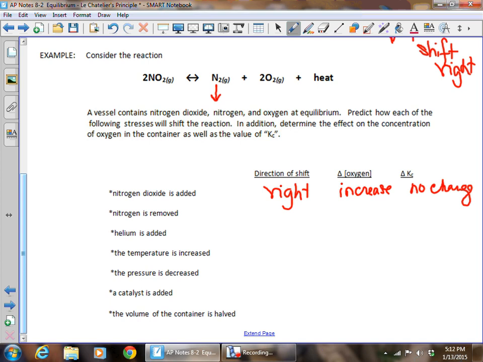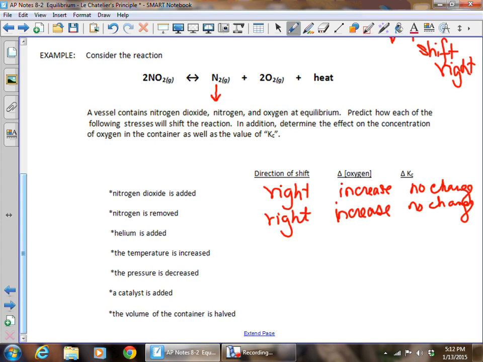the right. And so, it's also going to shift it to the right, just like adding nitrogen dioxide, removing nitrogen is going to have the same result, shifting it to the right, which is still going to increase oxygen. Any right shift is going to increase oxygen. And since this has nothing to do with temperature, there is no change in K.